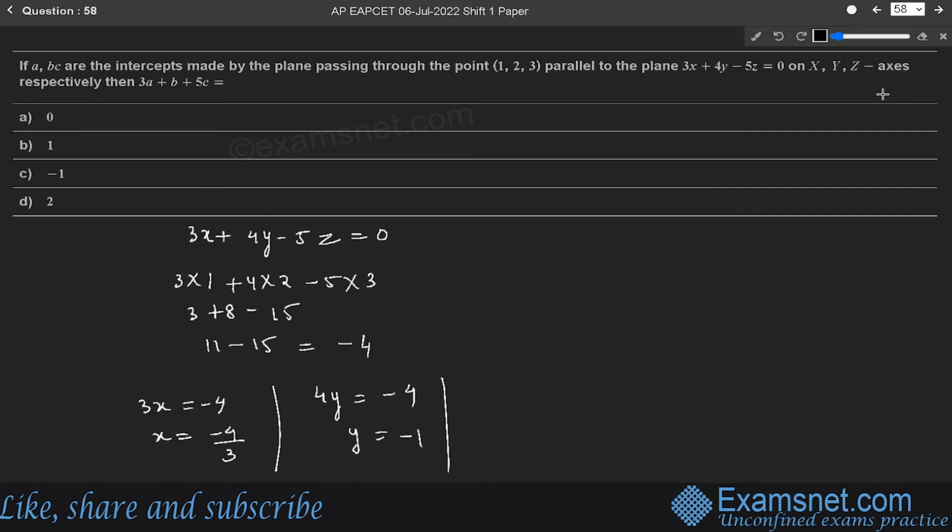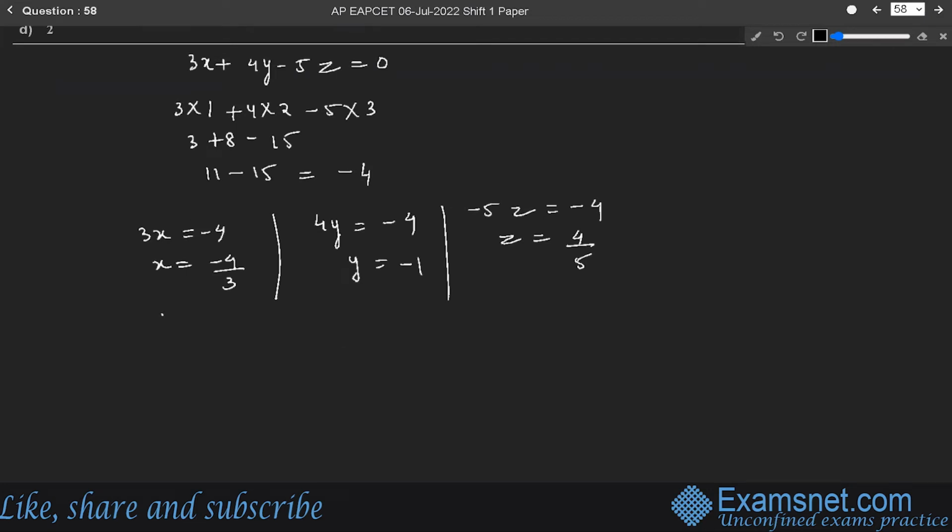Comparing the z part, it will be minus of 5z is equal to minus of 4. So z will be equal to 4 upon 5. Here x, y and z are a, b and c. So a will be equal to minus 4 by 3, b will be equal to minus 1 and c will be equal to 4 by 5.